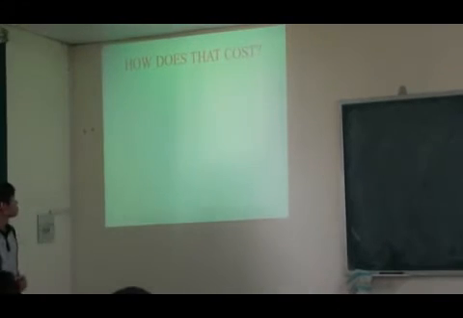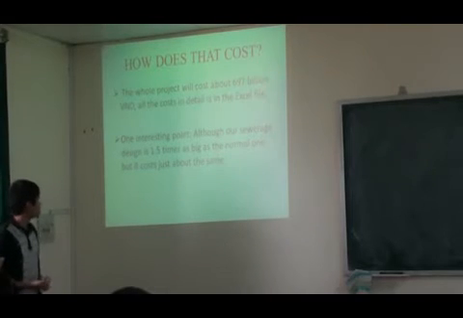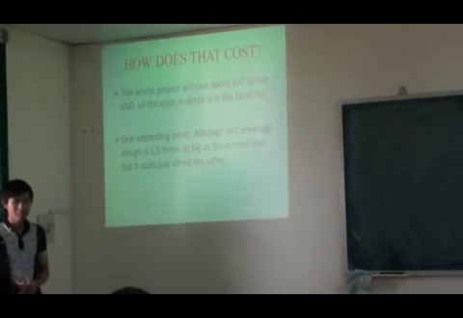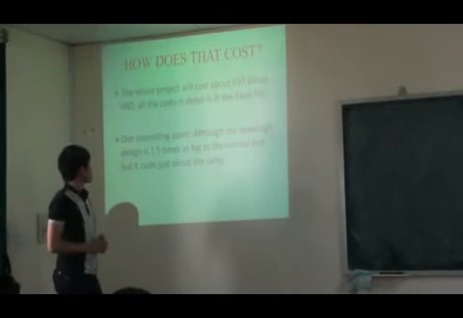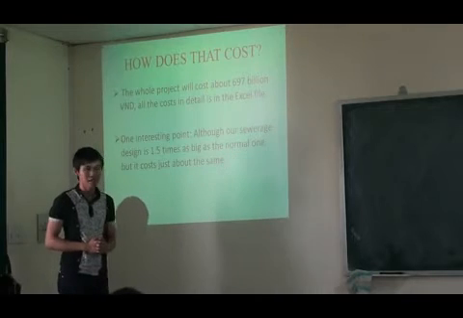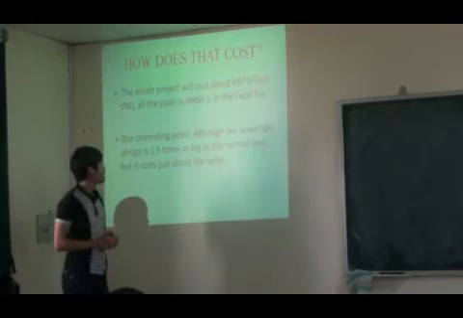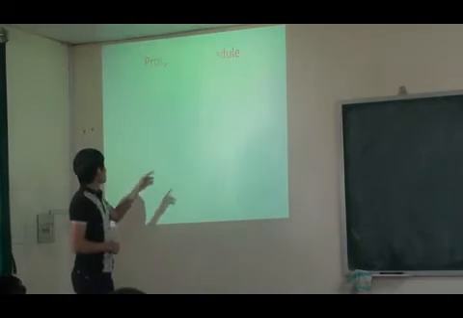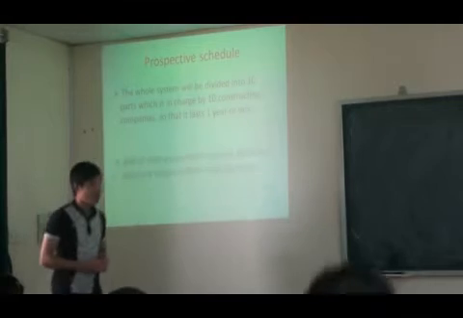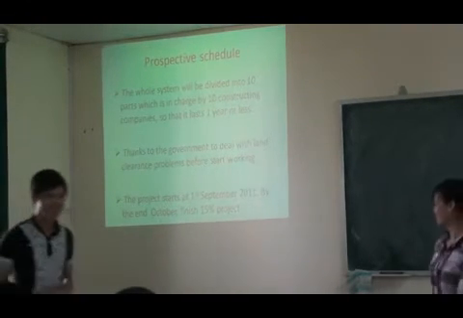How does that cost? One interesting point is that although our sewerage system design is 1.5 times as big as the normal one, it costs just about the same. The whole project will cost about 697 million. VAT and all the costs in detail are in the Excel file attached to it. If you want to see it, we will show you how to calculate it. The prospective schedule part will be presented by a very beautiful girl, Selena.